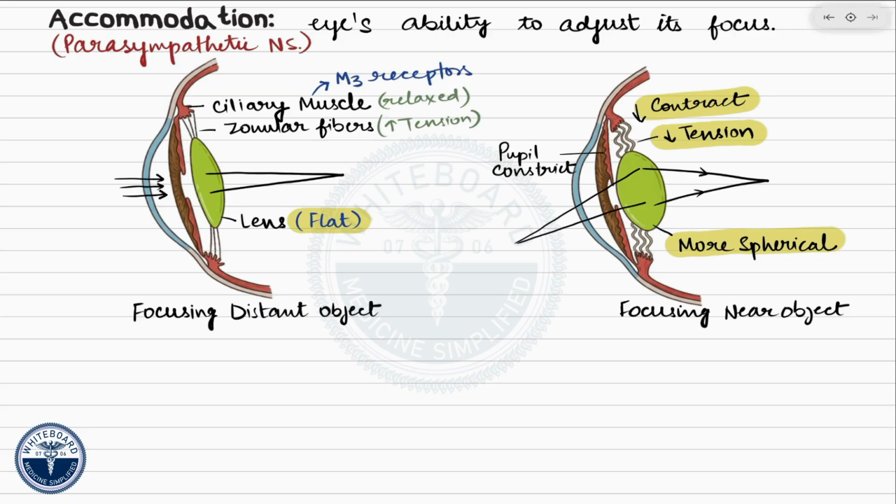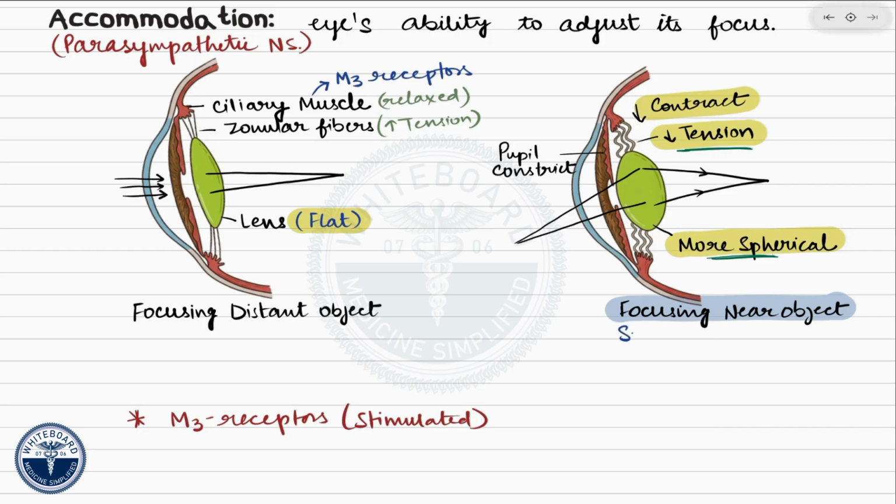Let's consider what happens when muscarinic receptors are stimulated. A muscarinic agonist causes contraction of the ciliary muscle, which reduces tension on the zonular fibers and allows the lens to become more spherical. As a result, the eye becomes focused on near objects, a state sometimes referred to as a spasm of accommodation. Consequently, objects that are close can be seen clearly, whereas distant objects appear blurred.